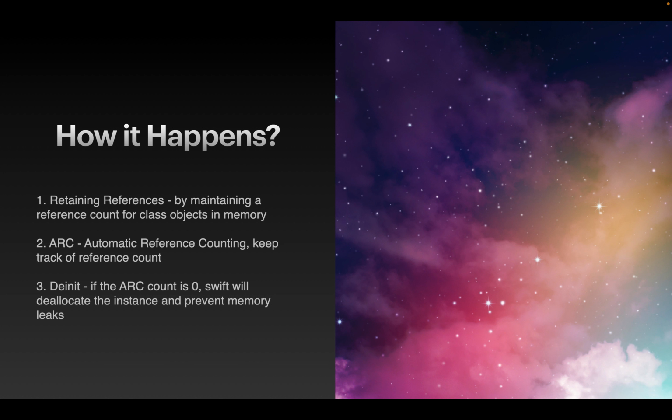The first thing is retaining references. We know that for every class object we create an instance, that is, a reference in memory. After the usage of that class, it should be deallocated. But if the memory still holds a reference for that class, we term that as retaining references. I will explain this in code, but try to understand the theory first.